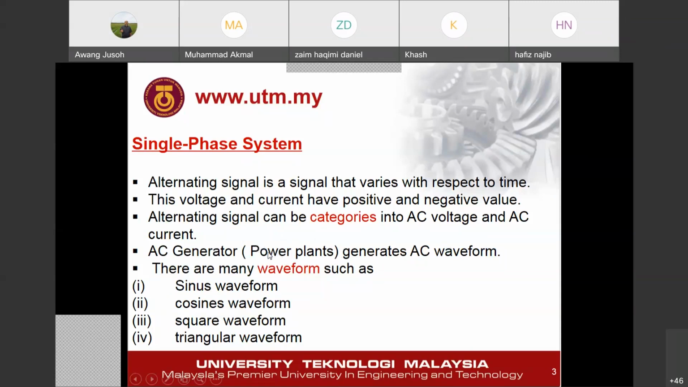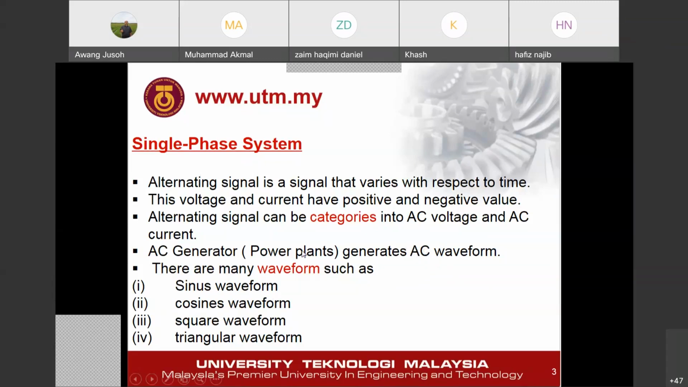Okay, and the power is transmitted through the grid system. They have transformers. Last time I told you there are transformers and so on to step up and step down. At the end we get the AC supply, AC waveform. That is the supply from utilities. In Malaysia we have TNB, Tenaga Nasional Berhad. So the TNB generates the AC supply for us to be used.